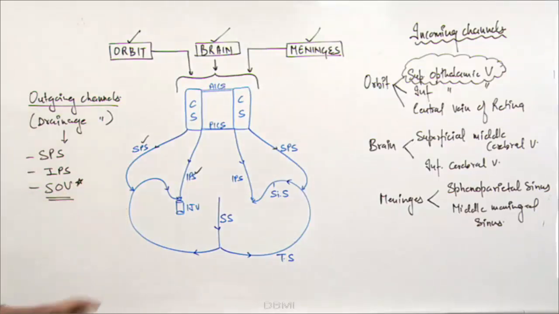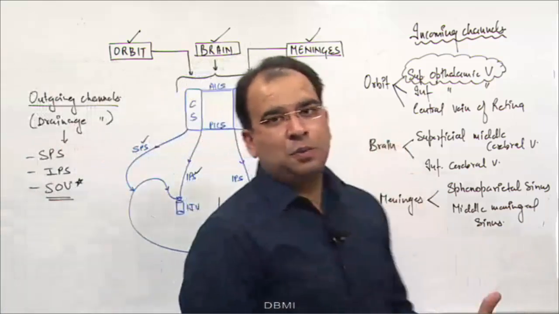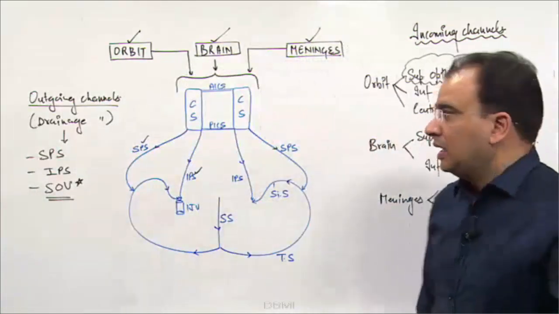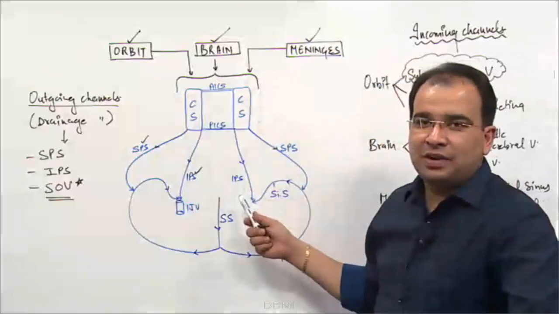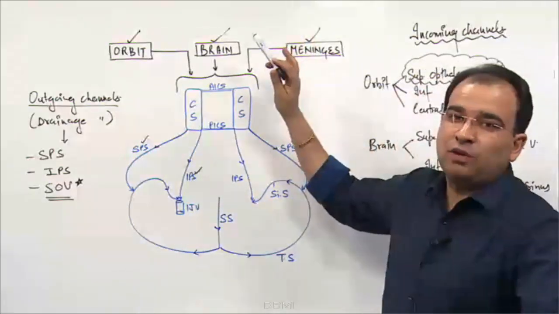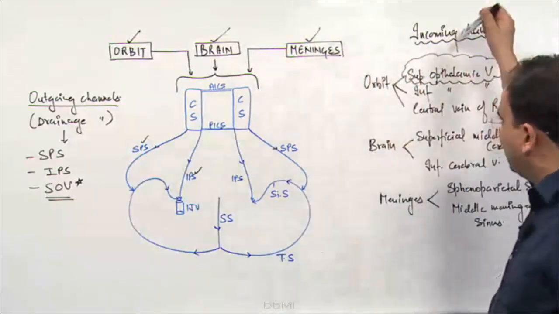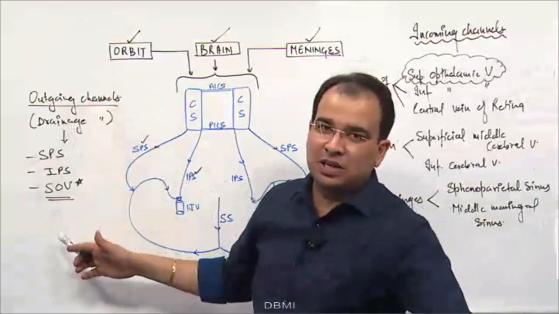Now we said superior ophthalmic vein is an incoming channel. Superior ophthalmic vein is an emissary vein. It can take the blood inside to the cavernous sinus. It can also take the blood outside from the cavernous sinus. So it is in the incoming as well as outgoing channels.